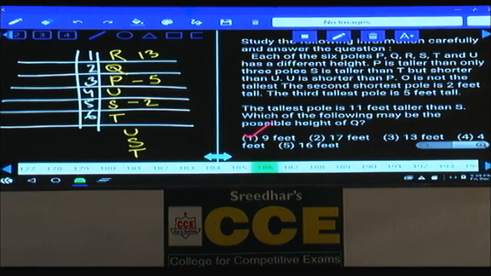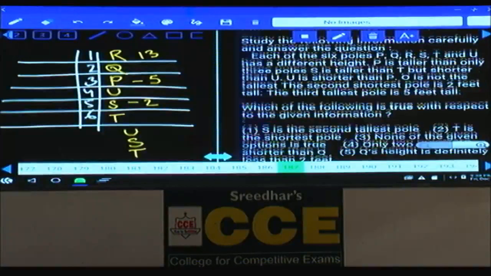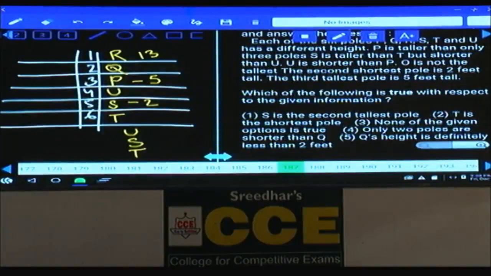9 it is given in choice 1. Then coming to 187, which of the following is true with respect to the given information? S is the second tallest pole, definitely true or false? It is false because S is the second shortest pole. And T is the shortest. T is the shortest, definitely true, choice 2.